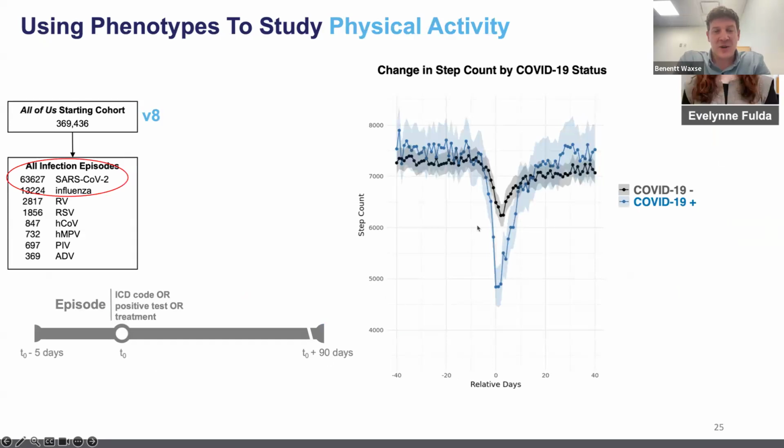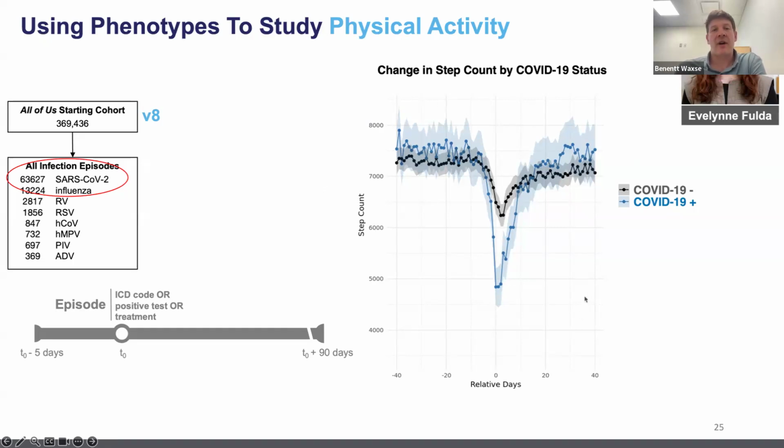This is a short shout out to a project I have with Evelyn Fulda, a graduate student in our lab, who is focusing on developing expertise in wearable data in All of Us. And she has some cool work of her own looking at chronic disease and other diseases associated with step count. But we wanted to ask, what about these episodes? Because we have information of when people are infected, we have their step count data, and as I already suggested, we have 63,000 cases of COVID.